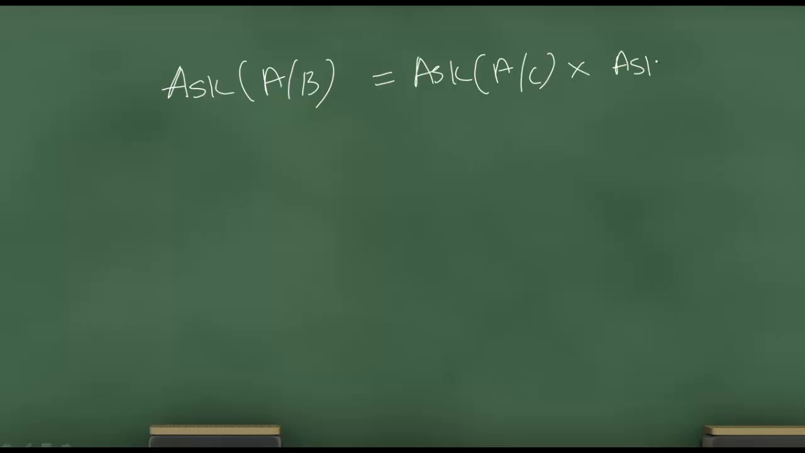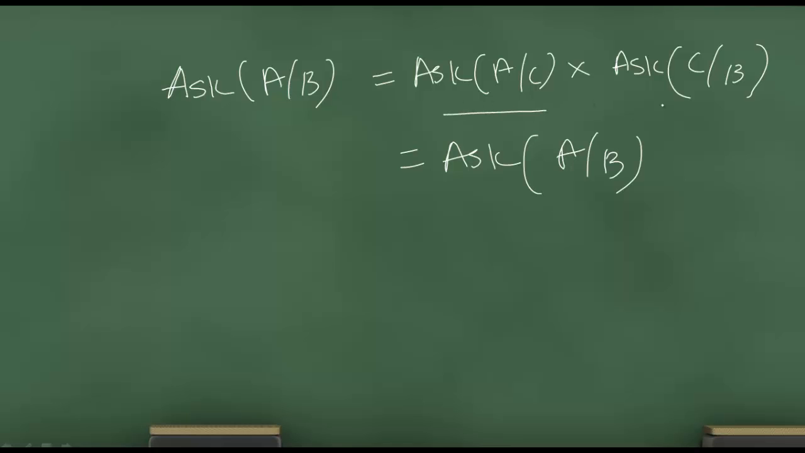Similarly, if you want to find ask A by B, it is going to be ask A by C times ask C by B. That's more important. So C and C get cancelled, and you will get ask A by B. But let's say you don't have ask A by C and ask C by B.